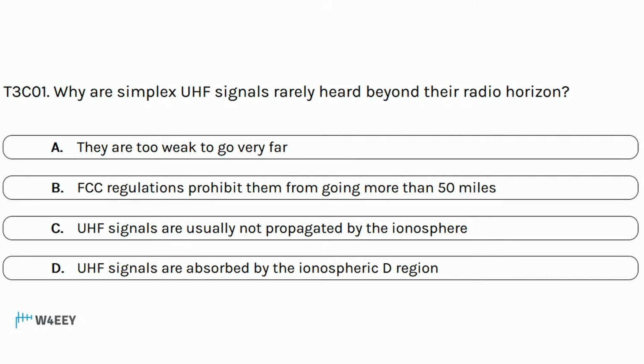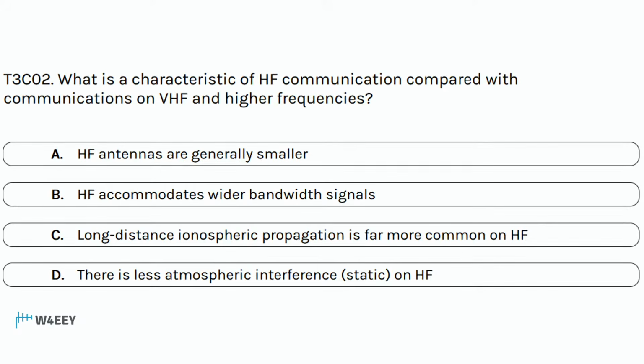And why are simplex UHF signals rarely heard beyond their radio horizon? Charlie. Yes, UHF signals, they go out into space. They're usually not propagated by the ionosphere, not refracted back. So what is a characteristic of HF communication compared with communications on VHF and higher frequencies? Charlie. Yeah, long distance ionospheric propagation is far more common on HF. That's what I love to do.